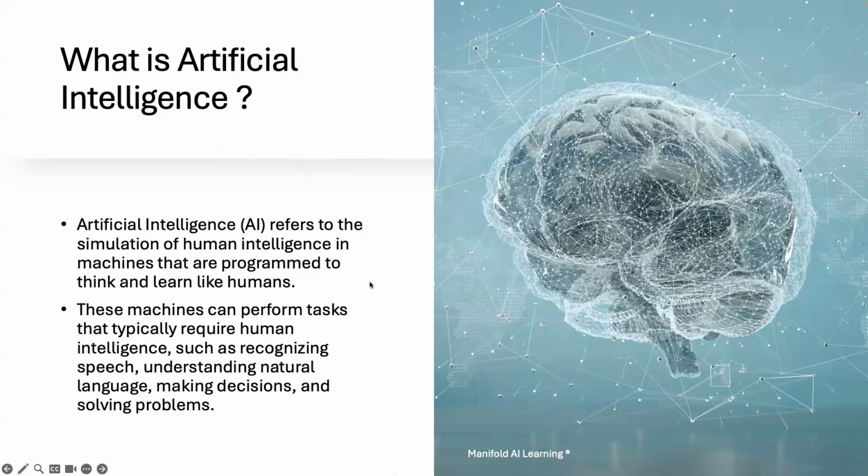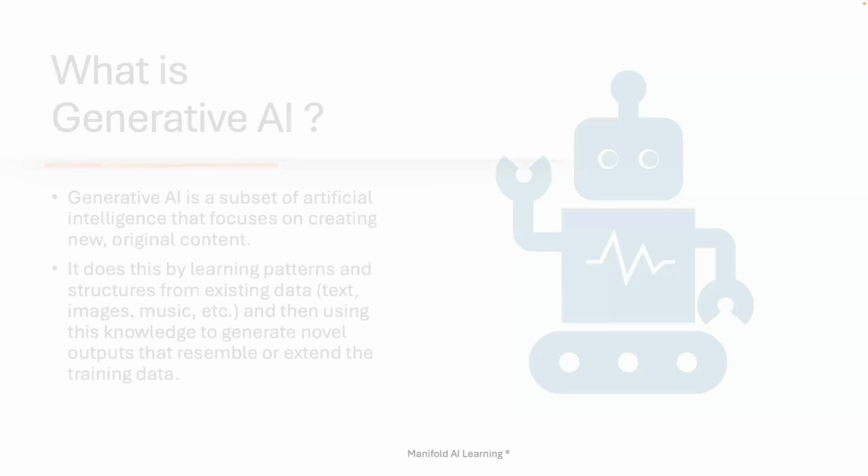Now, an AI system can perform tasks that typically require human intelligence, for example, recognizing speech, understanding natural language, making decisions and solving problems. When I say natural language, it is the language that we humans speak. So these are the tasks that an AI system can do. Now, these days, you are coming across one more term called generative AI.